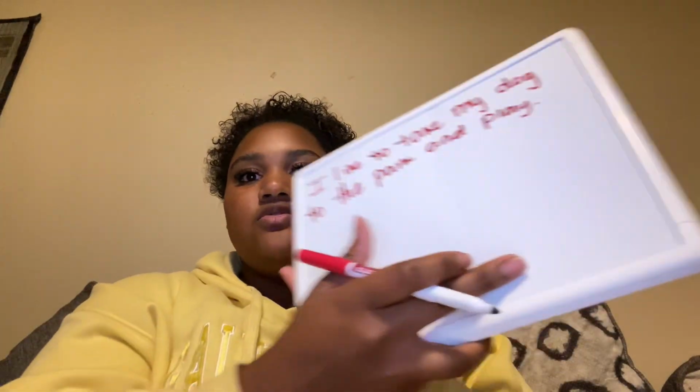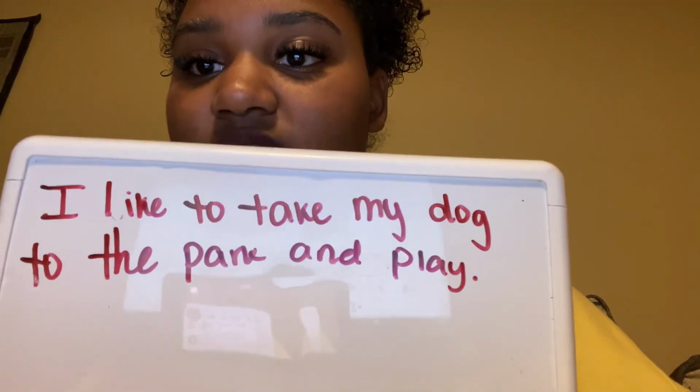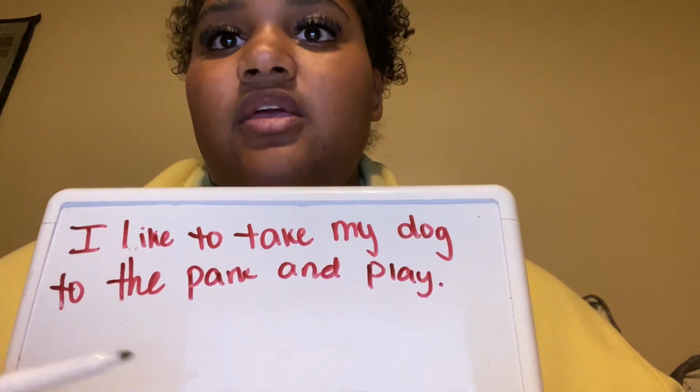For this next part, I will show you guys an example of how to include adjectives into your writing. In my writing, I'm going to write about one of my dogs. So, I like to take my dog to the park and play. So this is without my adjectives. I like to take my dog to the park and play.